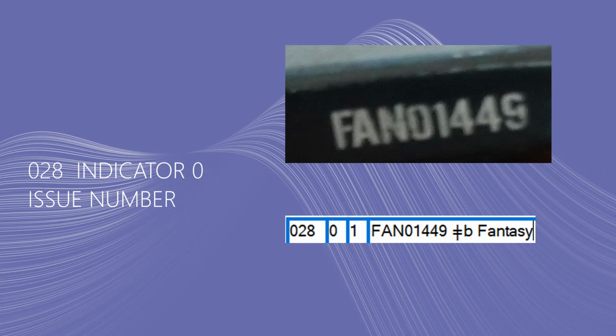There may be more than one issue number, such as where discs of a set are sold individually. A separate 028 field should be used for each issue number. And as you can see above, we've coded this as 028 01, and the number FAN 01449, subfield B, Fantasy.